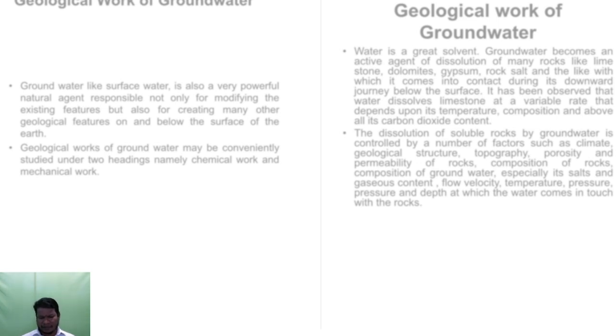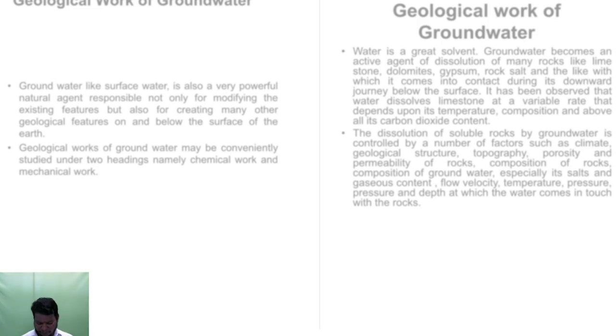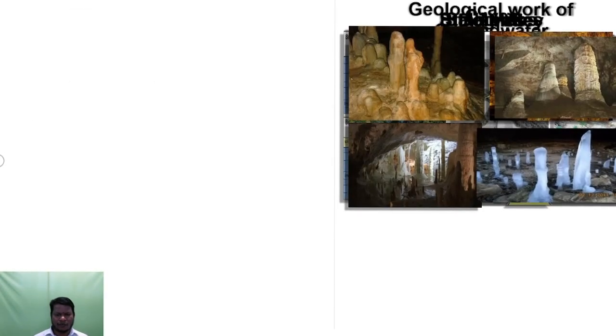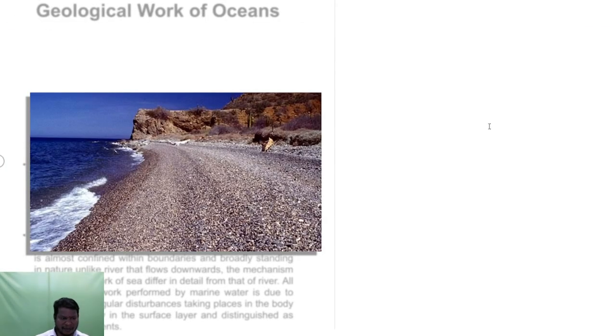Composition of the rocks, composition of the groundwater, especially its salt and gaseous content, followed by flow velocity and the depth at which water comes into contact with the rock. Geological work of groundwater. This is our diagram. When water continuously acts and interacts, the rocks are eroded. So this structure is the result of the geological work of groundwater.